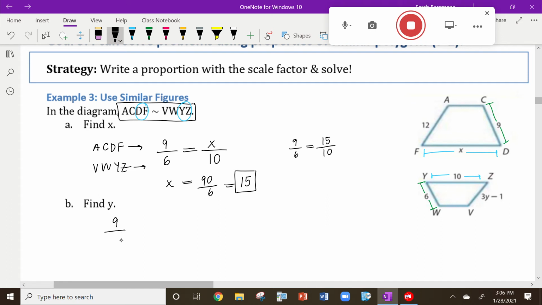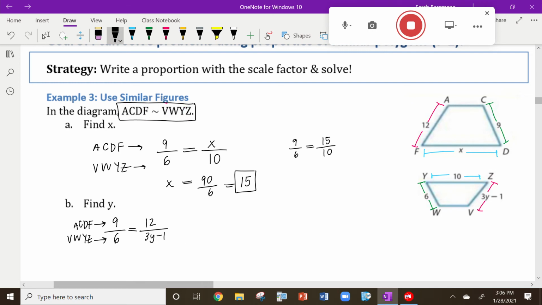We already know the similarity ratio is 9/6, but we have to make sure we stay consistent with our numerator and our denominator. If you mix them up, you will get the problem wrong. So we have to double check where is y? It is on side ZV. So double check, what does ZV correspond to? It corresponds to FA, which I know has a length of 12. So I will put 12 in the numerator because it comes from polygon ACDF. I will put 3y minus 1 in the denominator because it comes from VWYZ.